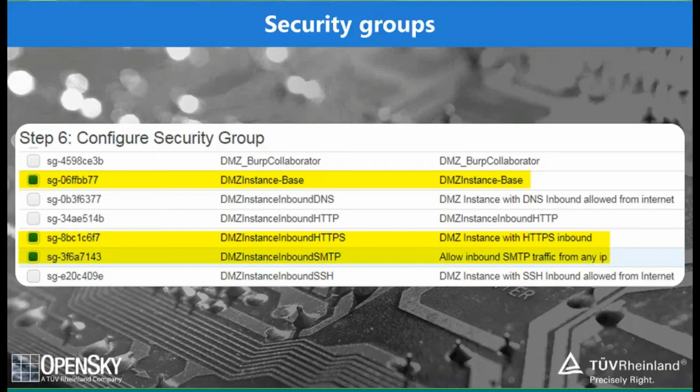So the image here shows that I'm applying 3 security groups to this particular phishing server. I've applied our DMZ-based security group, and that allows a certain set of LAN servers to talk to the DMZ instances. And I've also allowed HTTPS and SMTP inbound for obvious reasons, considering this is a phishing scenario.